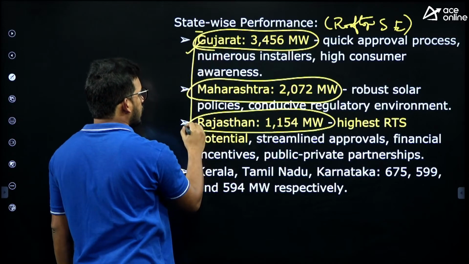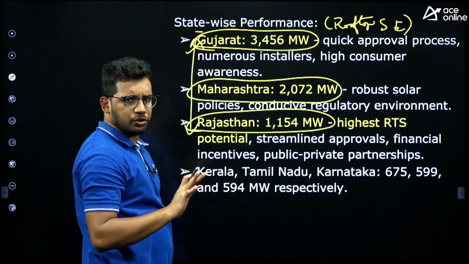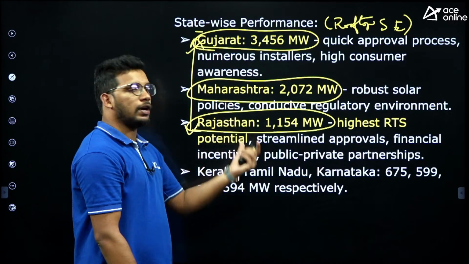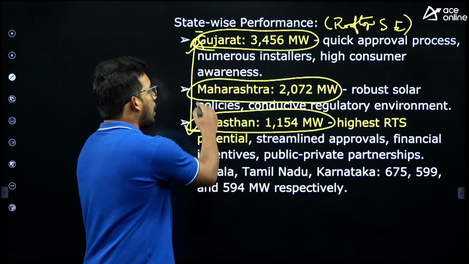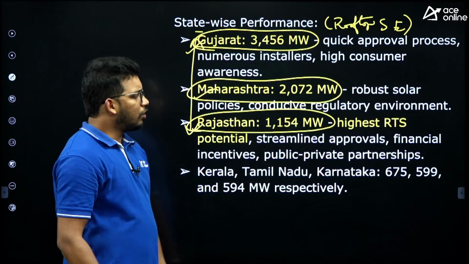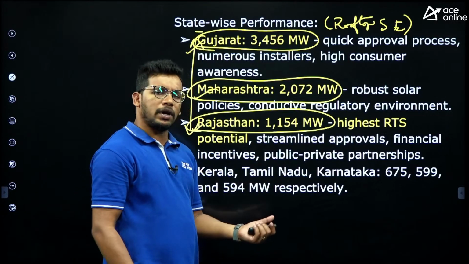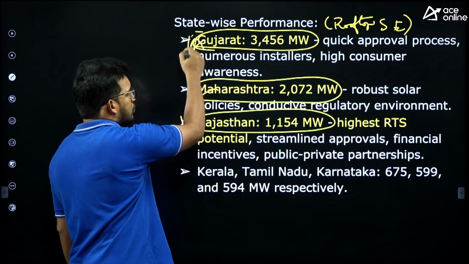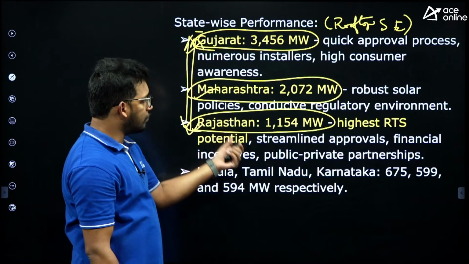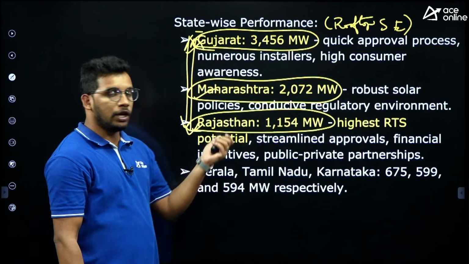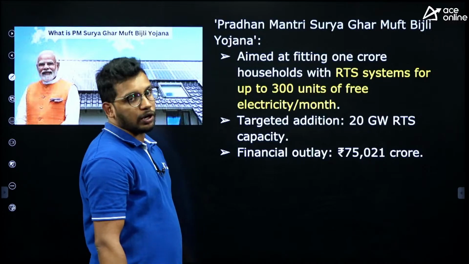So these three states you can remember. They will mostly ask you the top state itself, but anyway, for our safety, we can remember the second and third as well. Maharashtra and Rajasthan. These numbers are not very important. Nobody can remember. Even if you remember now, in the exam you will confuse and forget. So they mostly won't ask you. Just remember the rankings of these three states: Gujarat, Maharashtra, Rajasthan, right? So this is about the rooftop solar energy.